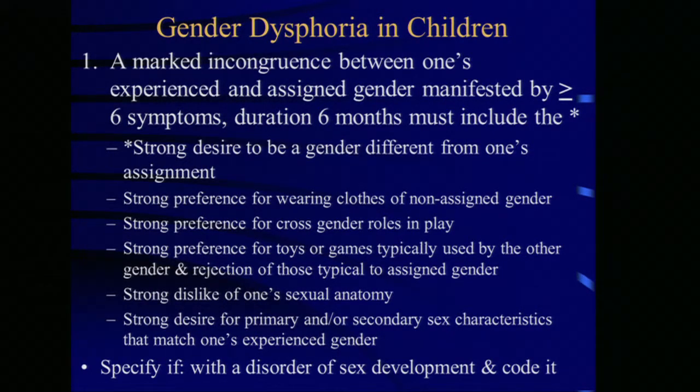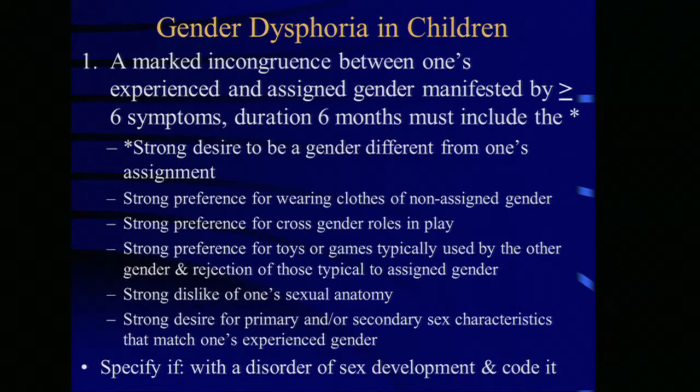For kids, the focus is really on wanting to be of the other or alternative gender, wanting to use the toys of another gender, wanting to dress like the other gender. So it's preference for gender roles, clothes, toys, games, dislike of their anatomy, and a desire to have the characteristics of their experienced gender. Some of them may also have a disorder of sexual development, a physical issue with it, and then we would code it and specify that with a specifier.